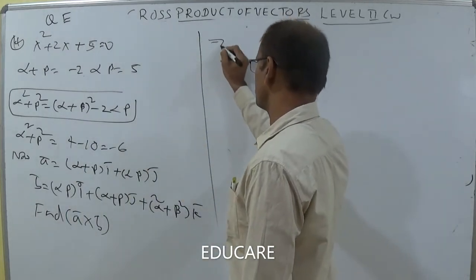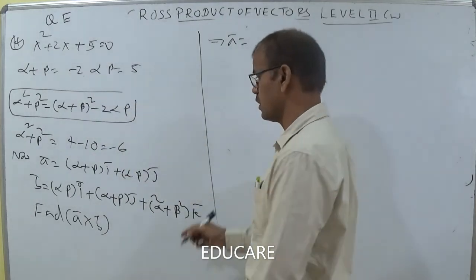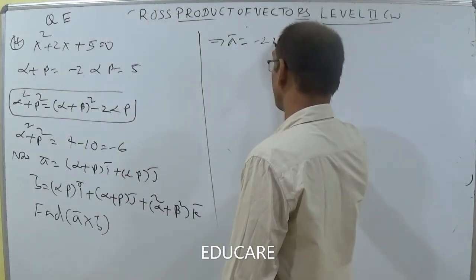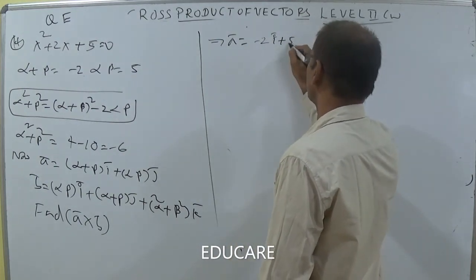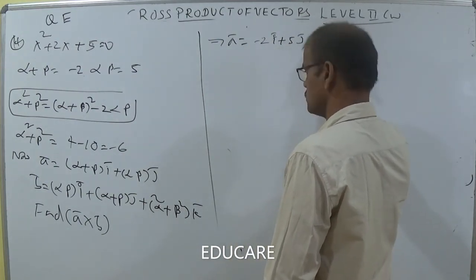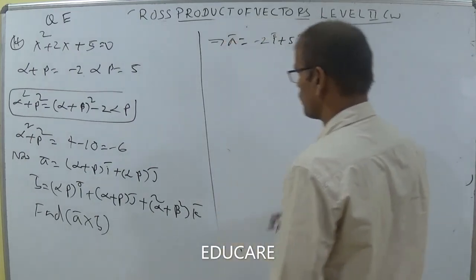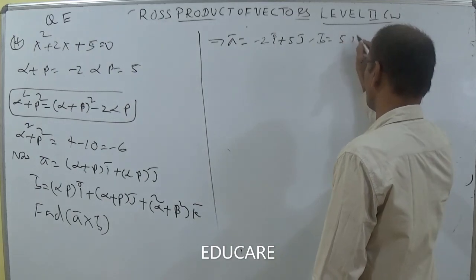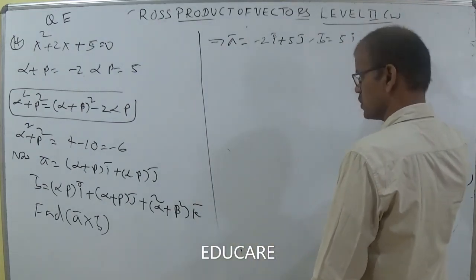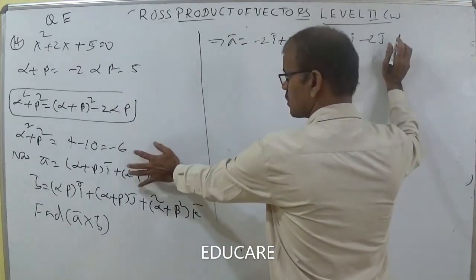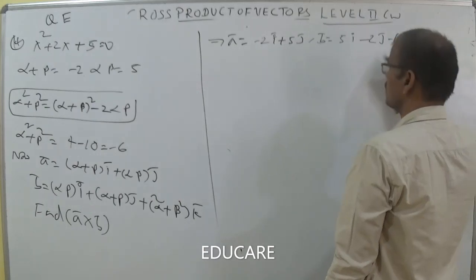Now I am writing a bar is equal to, what is the value of alpha plus beta here? Minus 2. So minus 2i plus alpha beta, the product of roots, which I had written as 5j. Now b bar: b bar is equal to alpha beta, the product of roots, 5 we got, 5i plus alpha plus beta, which is minus 2j, and alpha square plus beta square, calculated as minus 6k.